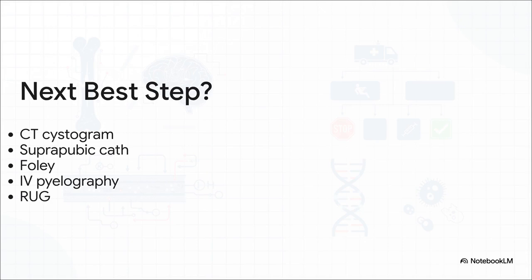Simulating actual high-pressure exam conditions, here are your 5 highly competitive answer choices. Number 1, CT cystogram. Number 2, suprapubic catheterization. Number 3, Foley insertion. Number 4, intravenous pyelography. Number 5, retrograde urethrogram. The prompt strictly demands the absolute first procedural step. Do you fall for the trap, or do you stick to the algorithm?